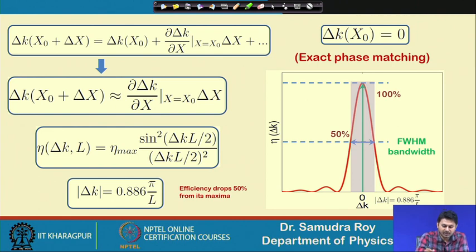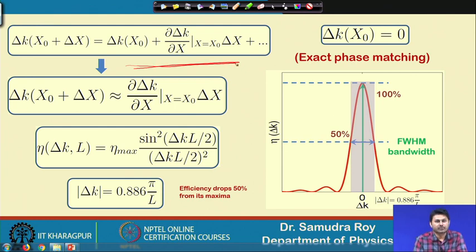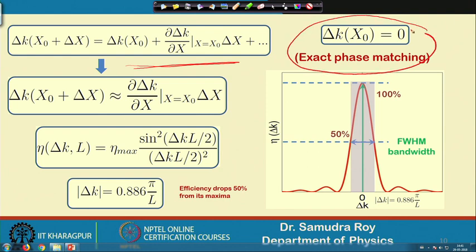So, this is the value we have for the delta k expression, the value of delta k as a function of x 0 plus delta x, by expanding this as a Taylor series. As I mentioned, for the exact phase matching condition, delta k at x 0 has to be 0. So, if I put this term equal to 0, then the rest of the term is something like this.